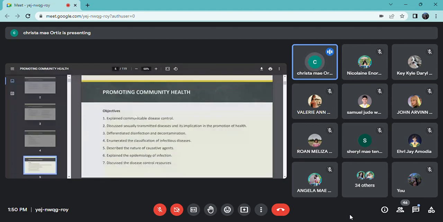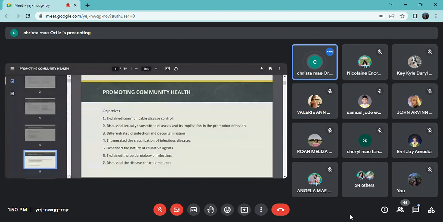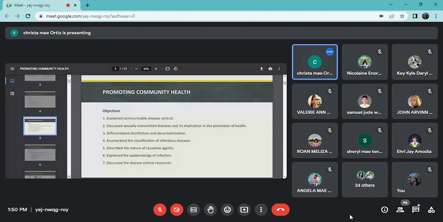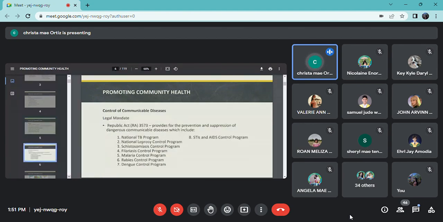We should be able to explain communicable disease control, sexually transmitted diseases and their implication in the promotion of health. How do we differentiate disinfection and decontamination? Because these two are usually interchanged, and more often than not, the word we use is disinfection. We should also enumerate the classification of infectious diseases, describe the nature of causative agents, explain the epidemiology of infection, and discuss the disease control resources.